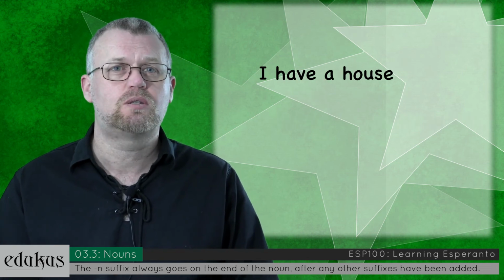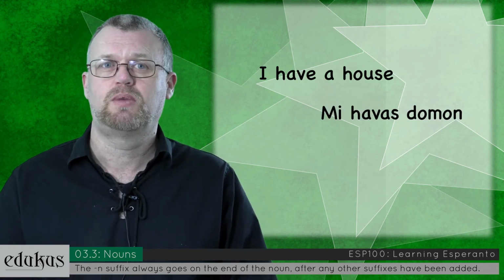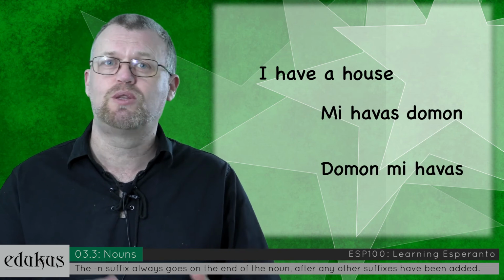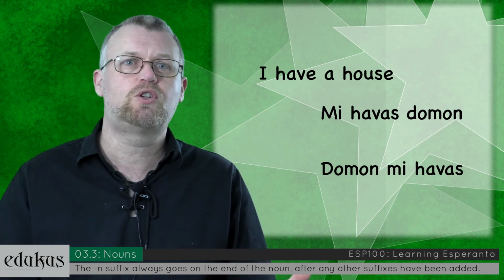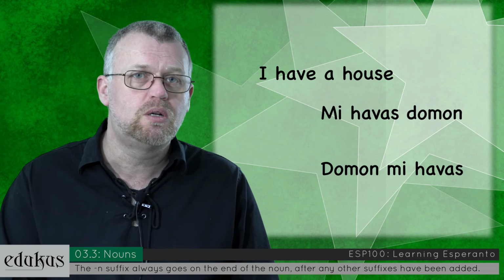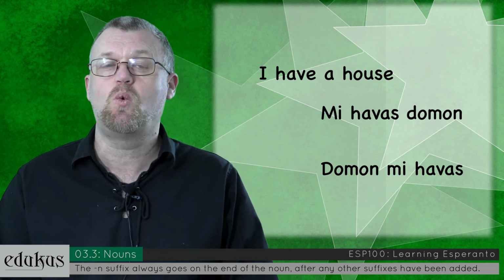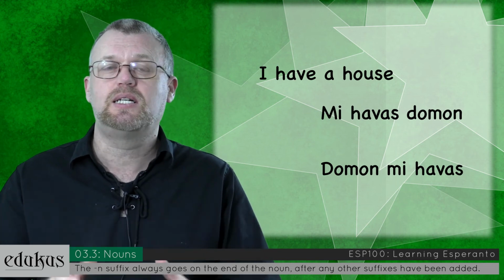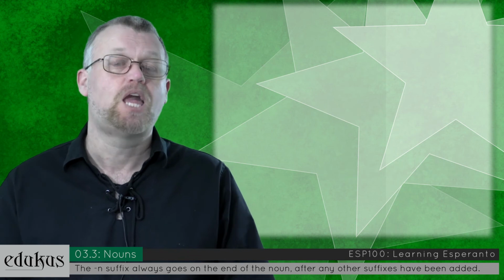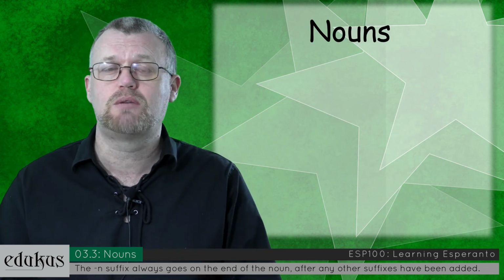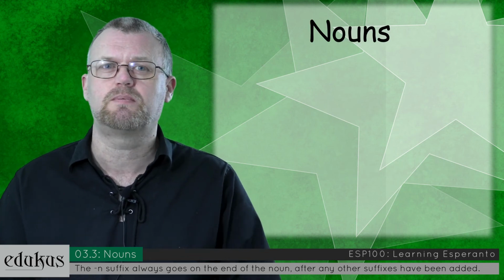I have a house, mi havas domon. I have a house, domon mi havas. There is no confusion. While the first is the norm, the second is equally definite in what the object is. It's still the noun ending in n. Okay, so let's have some practice by learning some more nouns and making sentences.